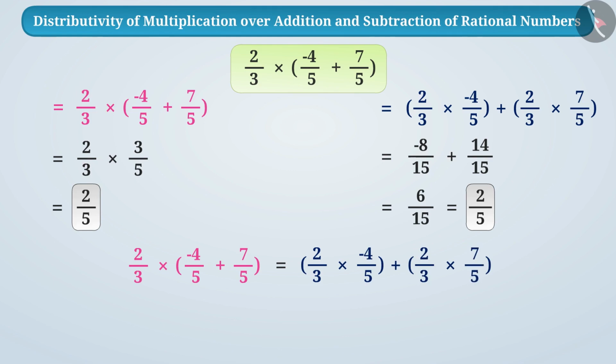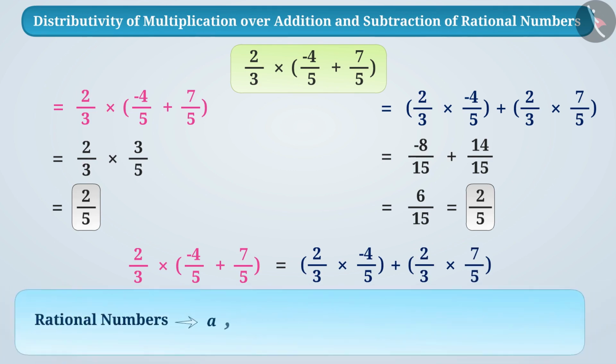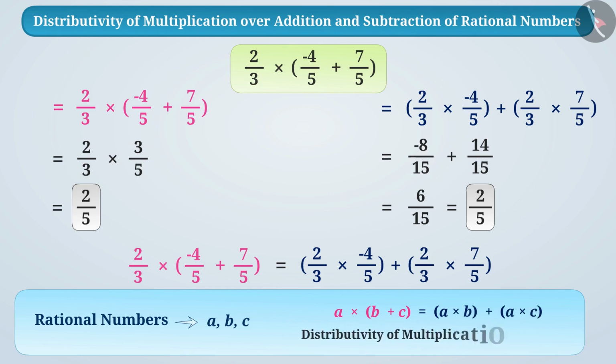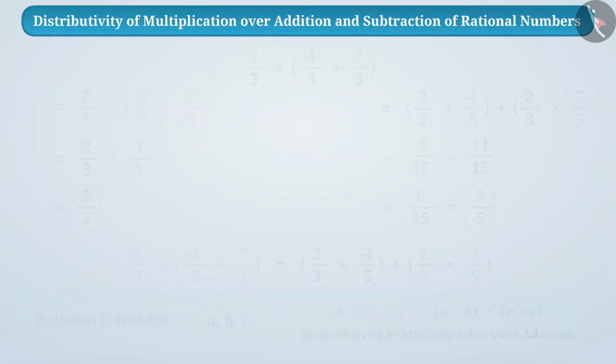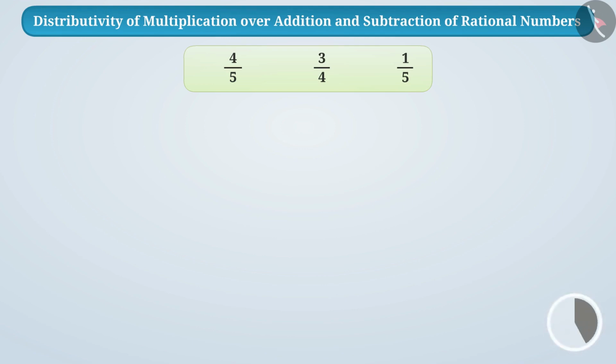In general, for any three rational numbers a, b, c, a multiplied by (b plus c) is equal to a multiplied by b plus a multiplied by c. This is called distributivity of multiplication over addition. Now pause this video, take your notebook and pen, and take three rational numbers on the notebook. Suppose the first rational number is a, second is b, and third is c.